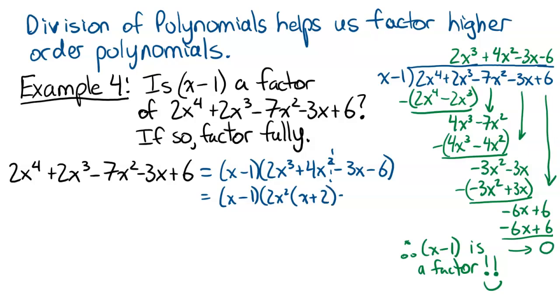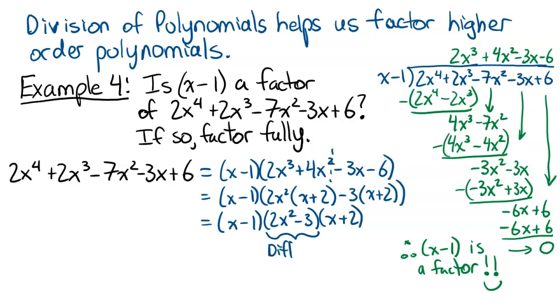But here we have 4 terms in that second set of brackets, so we can factor by grouping. We can't always do this, but it happens here that we can, which is really nice. And so I can take a 2x squared out of the first 2 terms. I can take a negative 3 out of the next 2 terms. They both give us an x plus 2. And so what I can now do is write that out as 2x squared minus 3 times x plus 2.